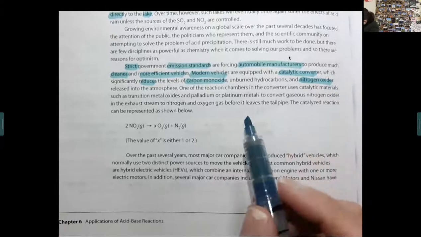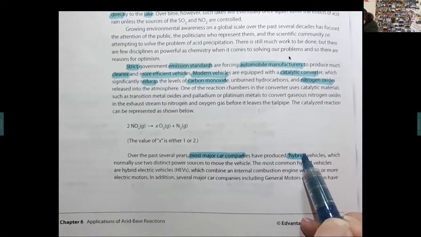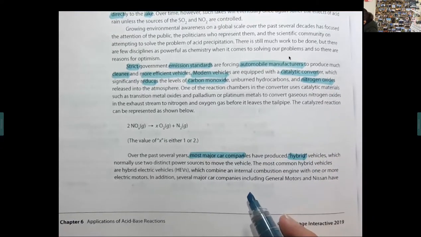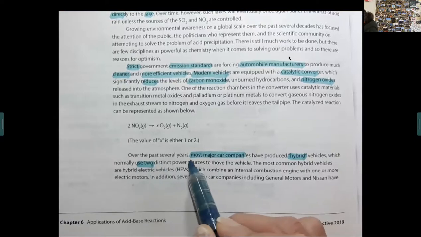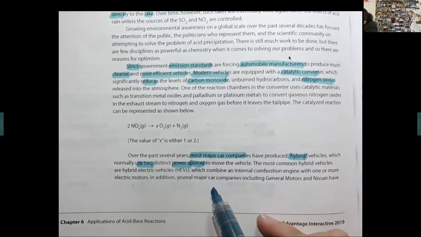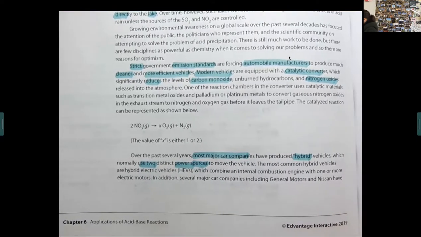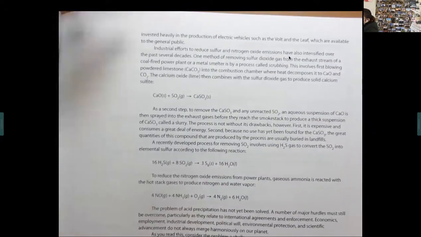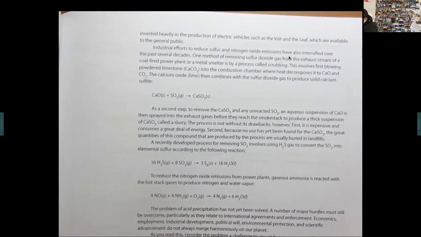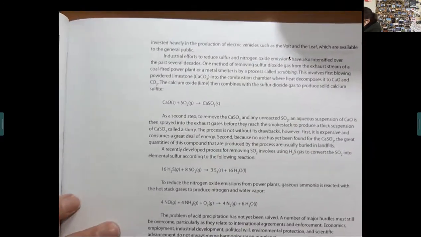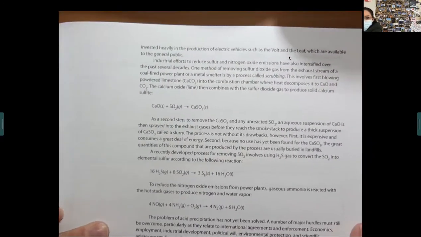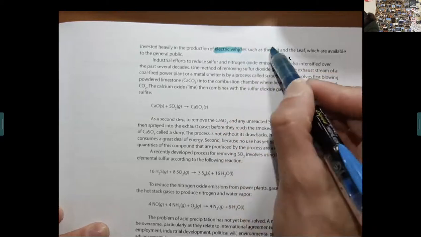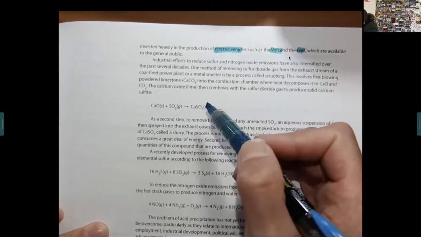Most major car companies have produced hybrid vehicles so that we can use two other sources of power to move the vehicle. If you take a look at page 437 here, there are electric vehicles like the Volt and the Leaf.